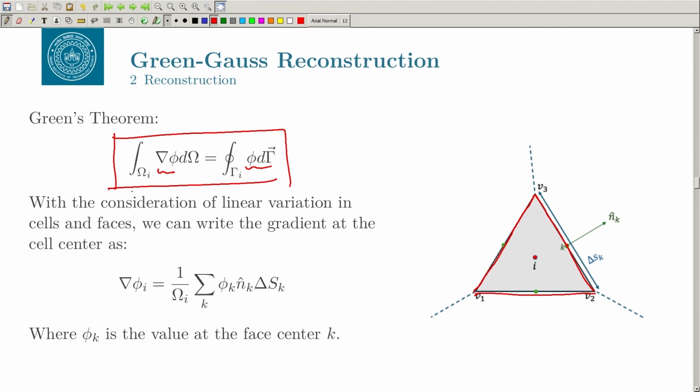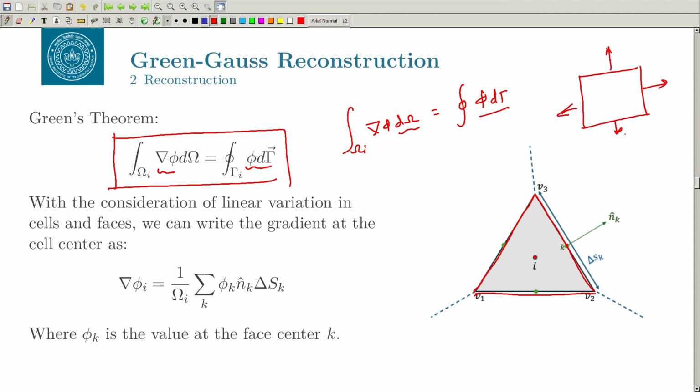So, the formulation is like this. If you have del phi d omega, where d omega is basically the elemental volume, for all the volume you take all the faces, get the value at those faces, and then integrate it. Basically, if you have, let us say, 4 faces in your cell, then all 4 will be integrated.